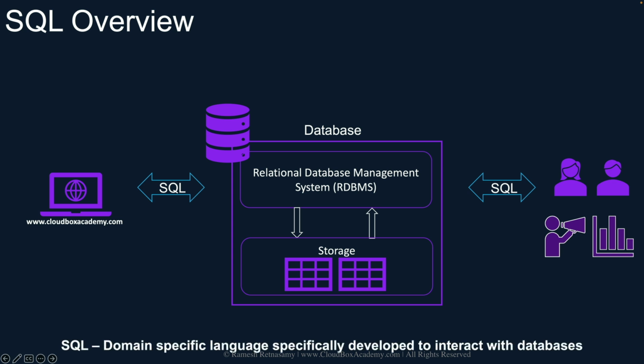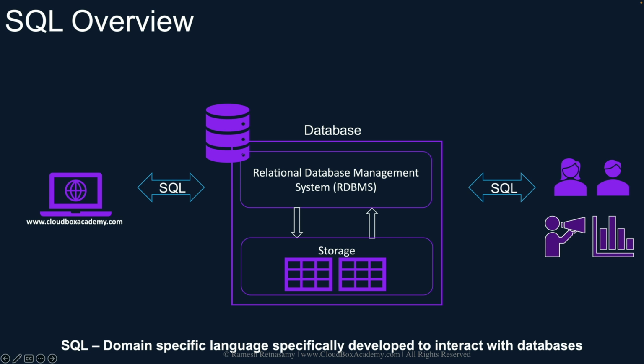SQL is a domain-specific language specifically designed to work with databases. The opposite of domain-specific language is the general-purpose programming language, examples of which are C, C++, Java, etc. A general-purpose programming language can be used to perform a variety of tasks, whereas a domain-specific language is specifically developed to solve a specific problem. In this case, SQL is specifically developed to interact with databases.